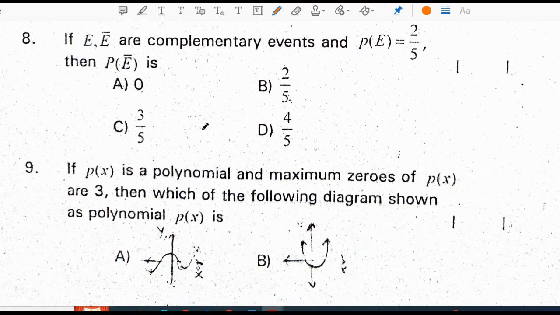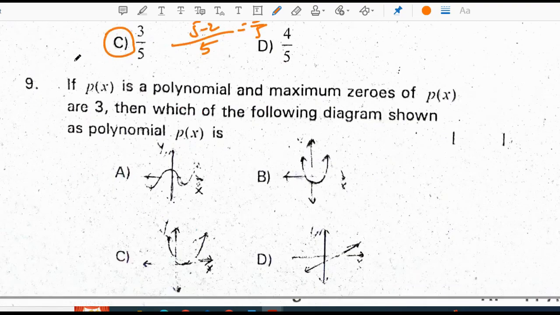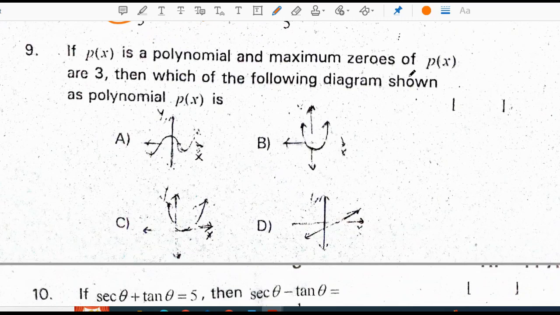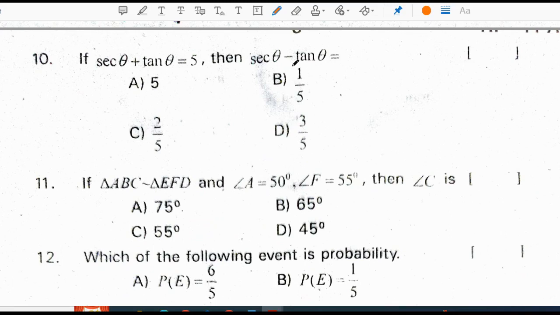If E and not E are complementary events and P of E is equal to 2 by 5, then P of not E is. So 1 minus 2 by 5 will be the correct option. So 5 ones are 5 minus 2 by 5 is 3 by 5. Correct option is C. Ninth question, P of x is a polynomial and maximum zeros of P of x are 3. Then which of the following diagrams shows the correct polynomial? This is the correct polynomial because this curve is meeting the x-axis at 3 points. Correct option for the ninth question is A. Tan theta is equal to 5, then secant theta minus tan theta is 1 by 5.